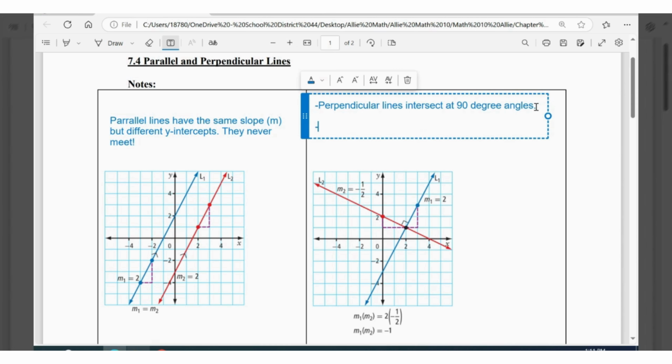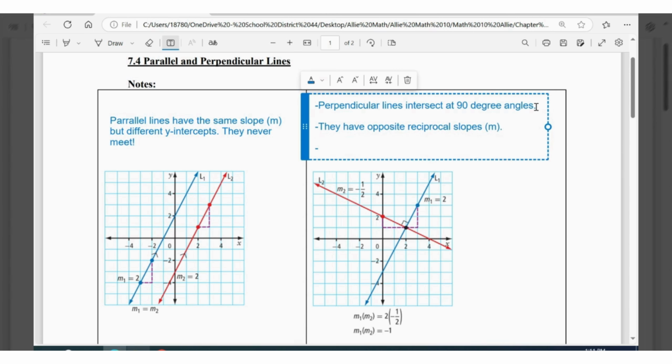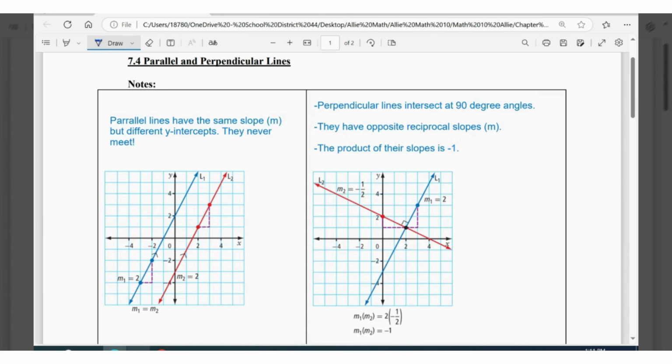The next part, they have opposite reciprocal slopes. I'll explain that in a second. And the product of their slopes is -1. And I'll explain that as well. So what I mean by they have opposite reciprocal slopes, we'll notice the slope of this line right here.